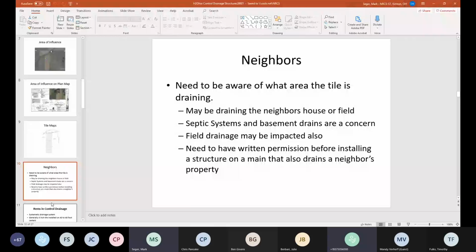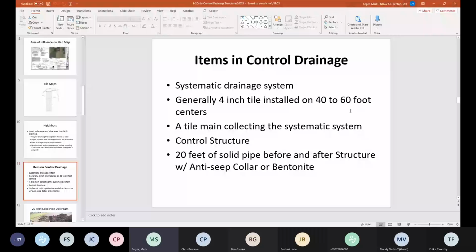So what are the items in a controlled drainage structure? Usually we're looking again for a systematic drainage system. Generally they're 4-inch tile installed on 40 to 60 foot centers. We look for a tile main collecting the systematic system, or a sub main. On that sub main or main, we're going to put 20 feet of pipe, our structure, another 20 feet of pipe, and then we're going to put either an anti-seep collar or bentonite on the outlet side of the structure.